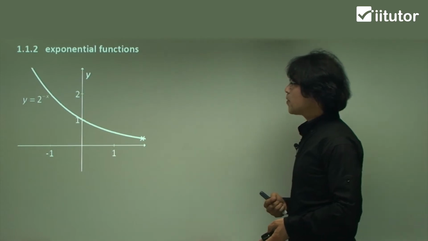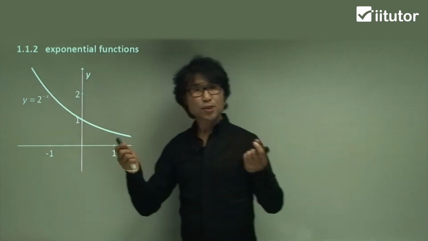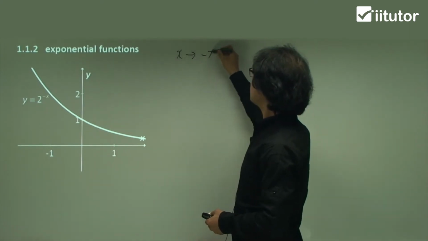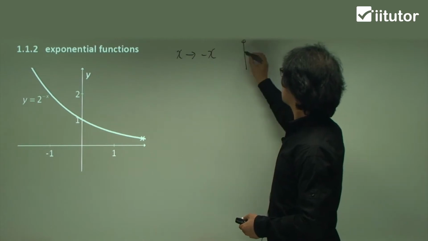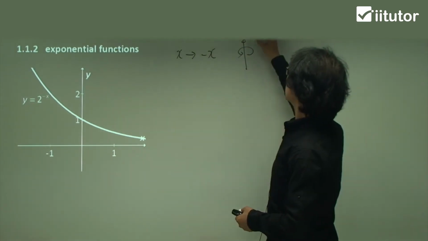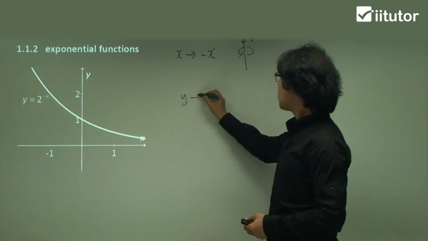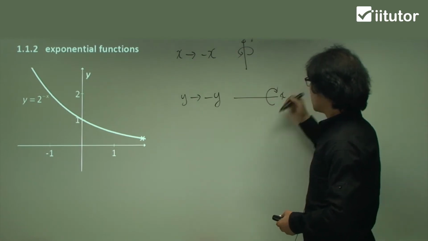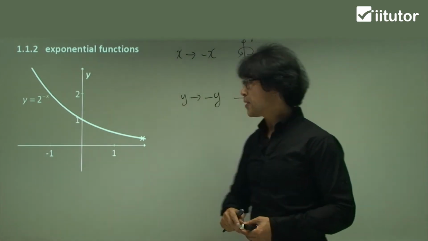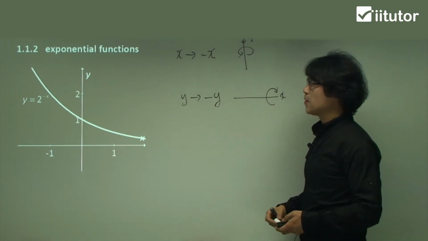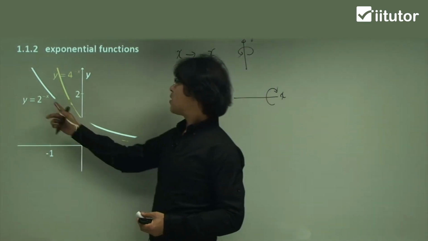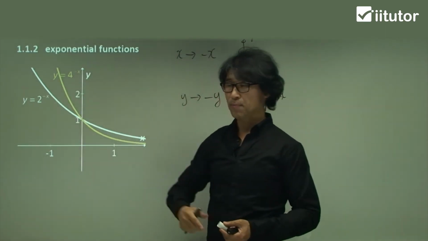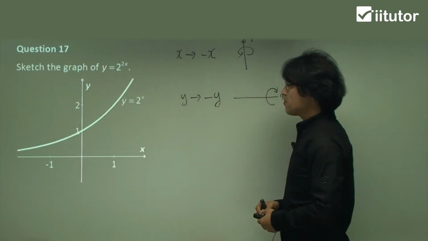And then the other one: if x changes to negative x, the rule is this one. The power x changing to negative x is a flip over the y-axis. If y is changing to negative y, then it is a flip over the x-axis. So that's the rule, and you have to be careful about this one. And same thing, if it's base 2 and base 4, 4 is greater, which means it is steeper.